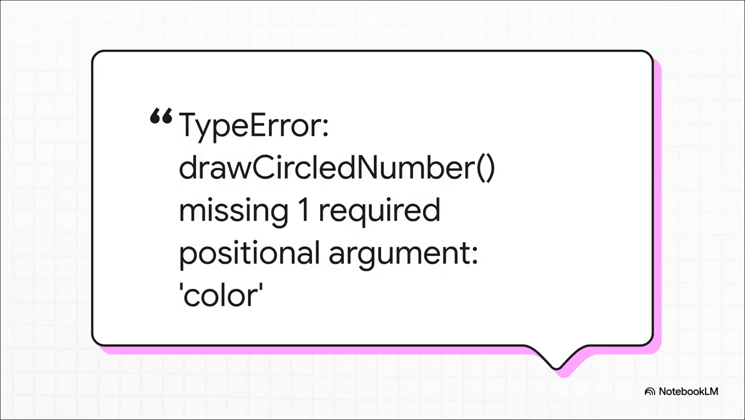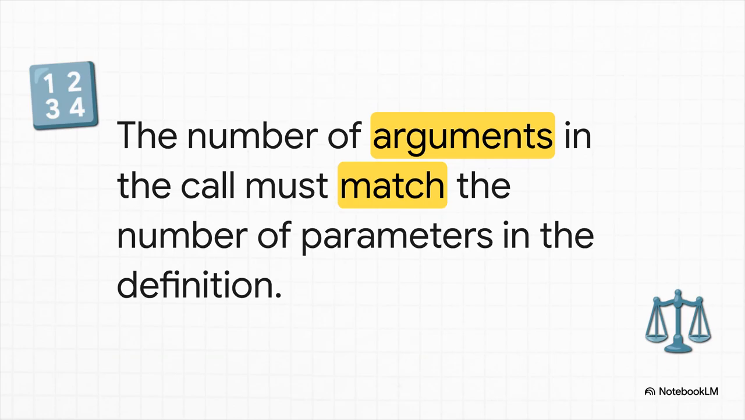And there it is, a type error. Now, these error messages can look a little intimidating, but they are your best friend when you're debugging. Seriously, Python isn't just yelling, it's giving you a huge clue. It tells you exactly what's wrong. You're missing the argument for the color parameter. And that, my friends, leads us to our first golden rule. It's so simple. The number of arguments in your function call has to match the number of parameters in its definition. If it asks for two, you give it two. The numbers have to match.